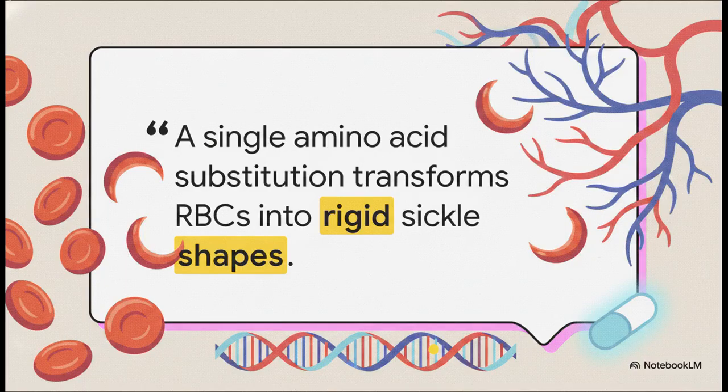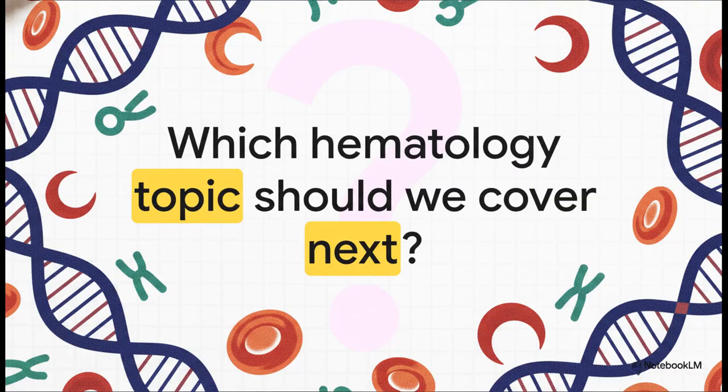To wrap things up, sickle cell anemia is a profoundly impactful disease. As this quote perfectly summarizes, just a single amino acid substitution radically transforms flexible red blood cells into rigid sickle shapes, leading to immense pain and systemic complications. But the really great news is that despite the severity of this classic genetic disorder, modern therapies like hydroxyurea and advanced supportive care are significantly improving both the quality of life and the long-term survival rates for these patients. And that does it for our explainer on sickle cell anemia.